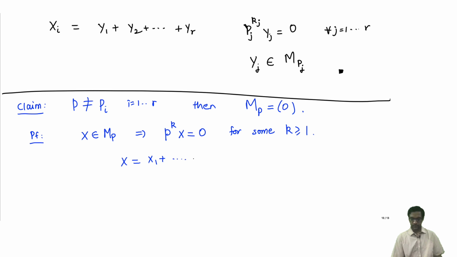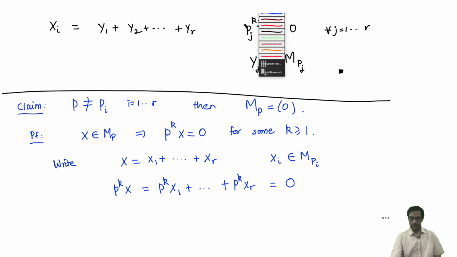x1 plus, okay. So we can write x as a sum x1 plus x2 plus up to xr, where each xi comes from the corresponding MPI. Now p to the k x is therefore p to the k x1 plus dot dot dot p to the k xr. Okay, and this is 0. That's our assumption. Okay. Now observe that each of these terms p to the k x1 is in the first module MP1, right, because it's just x1 multiplied by some scalar, and this guy is in the final module MPR.